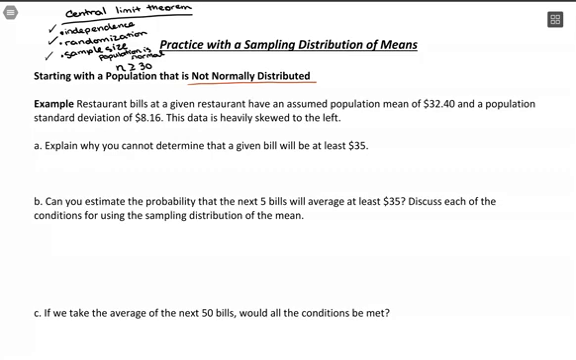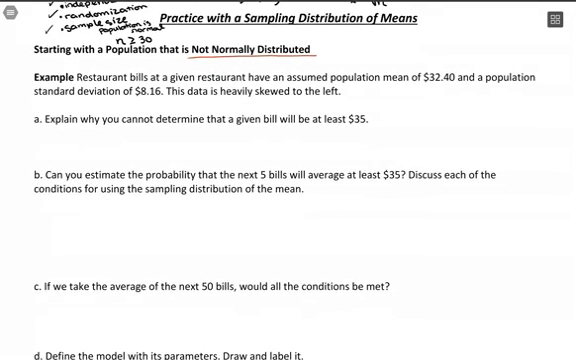Then your next step is going to be to define the parameters. And defining the parameters, we need to define what the mean is for our sampling distribution of means. And with that, you'll just copy the population mean. You'll need the standard deviation for our sampling distribution of means. And for standard deviation, you'll just take the population standard deviation divided by the square root of our sample size. Those three pieces there get us started for these problems.